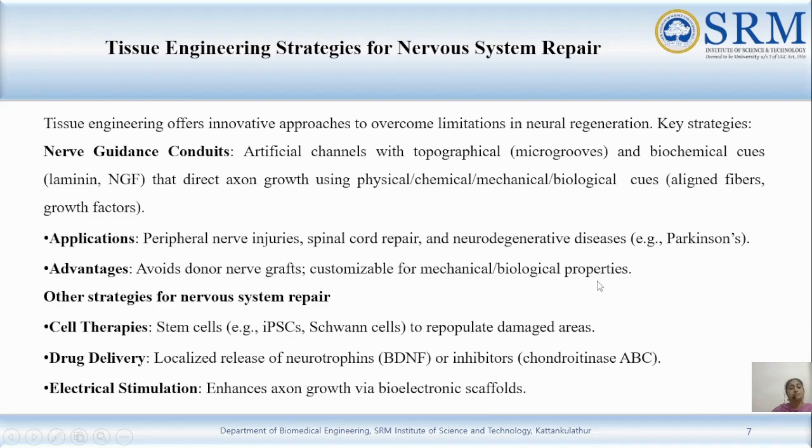The advantage of this is that it avoids donor nerve grafts and it is customizable for mechanical and biological properties. The other strategies for nervous system repair include cell therapies such as the use of stem cells. These can be induced pluripotent stem cells or Schwann cells, and these can be used to repopulate the damaged areas. We can also use drug delivery, so localized release of neurotrophins such as BDNF or inhibitors such as chondroitinase ABC can be helpful to accelerate neuronal regeneration. And we can also use electrical stimulation. Neurons basically transmit electrical signals, so we can give an external electrical stimulation which can help to enhance axonal growth via bioelectronic scaffolds.